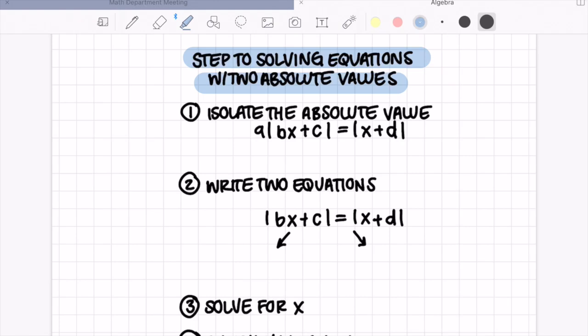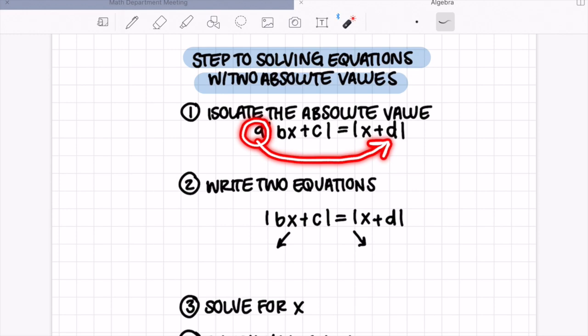Hi guys, so I'm going to be talking about steps to solving equations with two absolute values. The first step that we're going to cover is step number 1, which is isolating the absolute value. Over here, this is our absolute value that we want to isolate. And I see here that there is a number on the outside of our absolute value. So I want to do everything in my power to make sure that it goes to the other side.